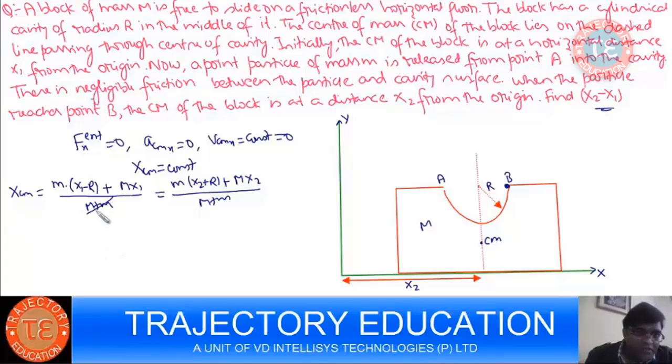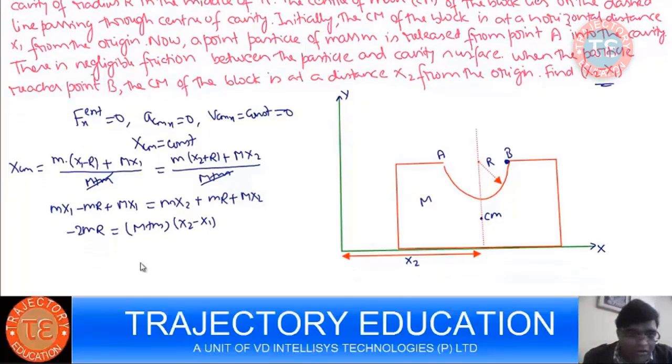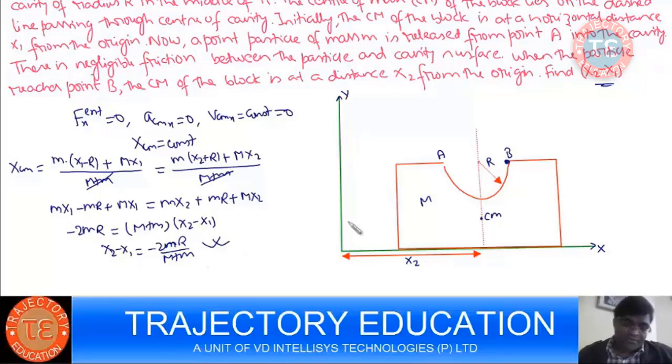So this will cancel out and we have m(x1 minus R) plus Mx1, and m(x2 plus R) plus Mx2. It means this is going to be 2mR over M plus m for x2 minus x1. So that is x2 minus x1.